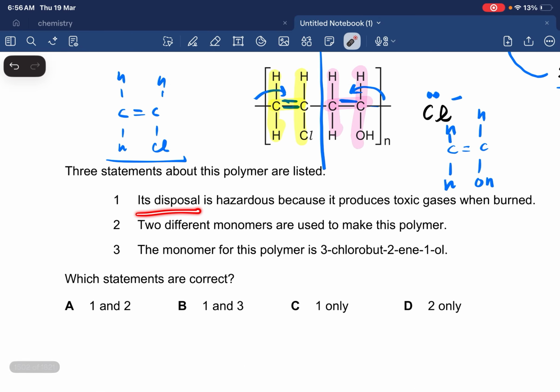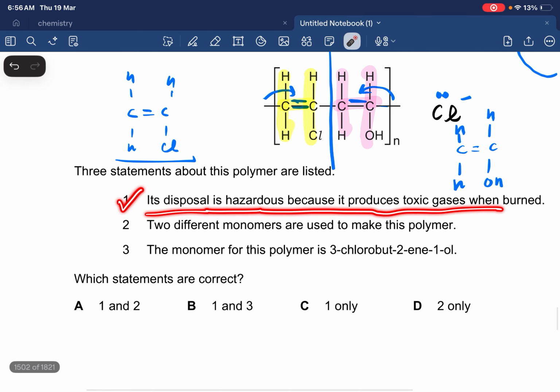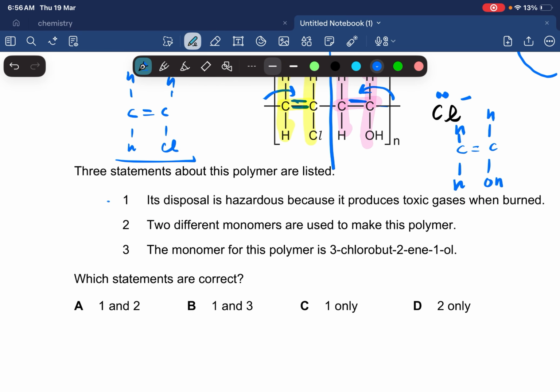Its disposal is hazardous because it produces toxic gases when burned. 100% correct, because it has a chlorine, and when it's burned, it's going to produce HCl, and HCl is toxic. So this is correct.